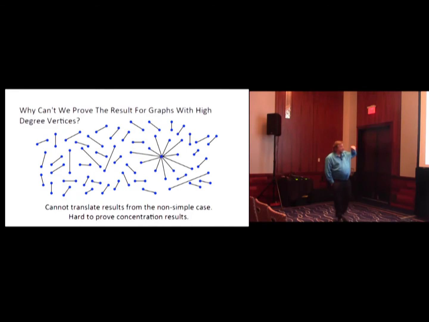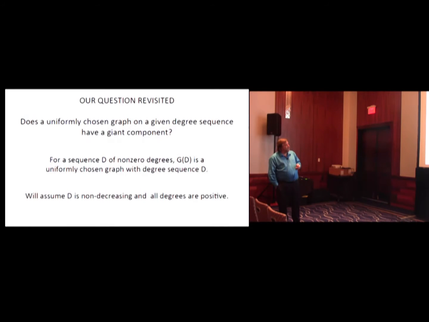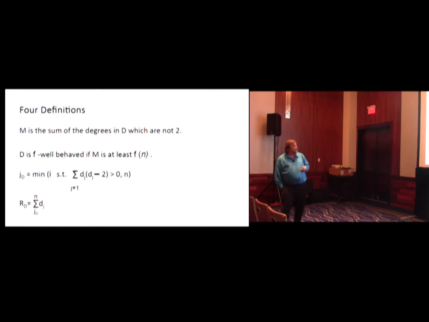So let me tell you how we need to change things if we have high degree vertices. Again, we're looking at the same question, but now we want to allow high degree vertices. And I need 4 definitions to explain this. M is the sum of the degrees in D which are not 2. And we say the degree sequence is well behaved. Basically, it means that the sum of the degrees which are not 2 goes to infinity with n.